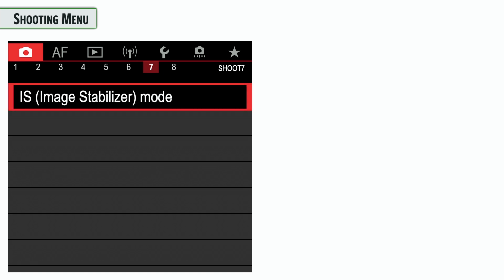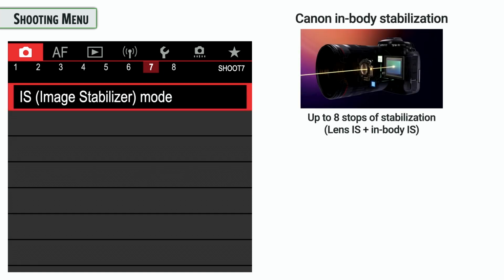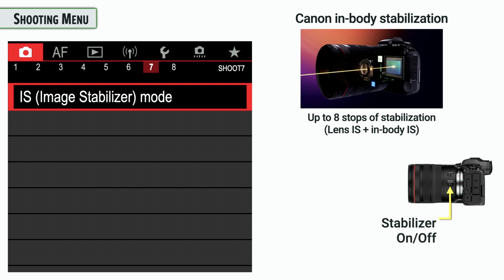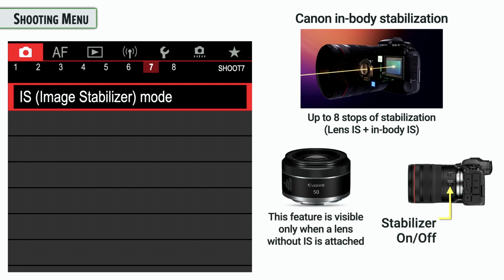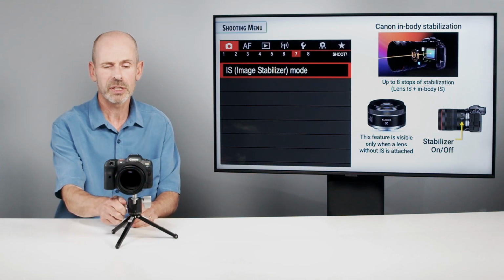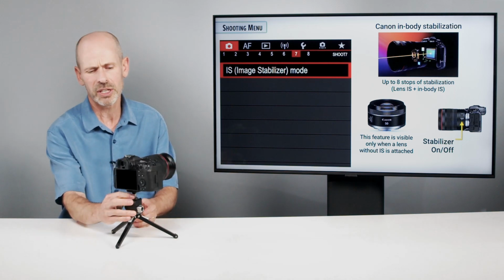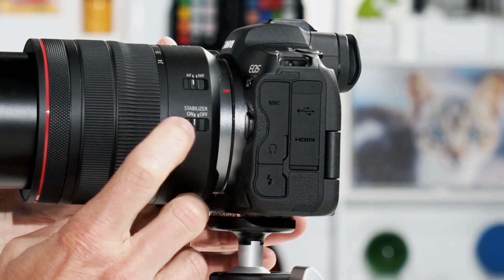On to page 7 in the menu, we have an image stabilization mode. And so this may not even show up on your camera. It depends on what lens you have. And so if you have a lens that does not have image stabilization, this is where you would come into the menu to turn that feature on and off. Normally on most cameras, what you're going to do is you're going to just turn that stabilization mode on and off with the switch on the lens.